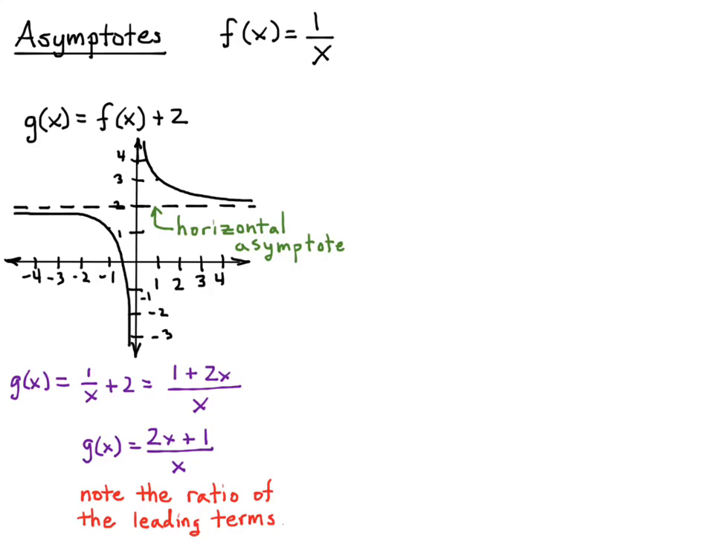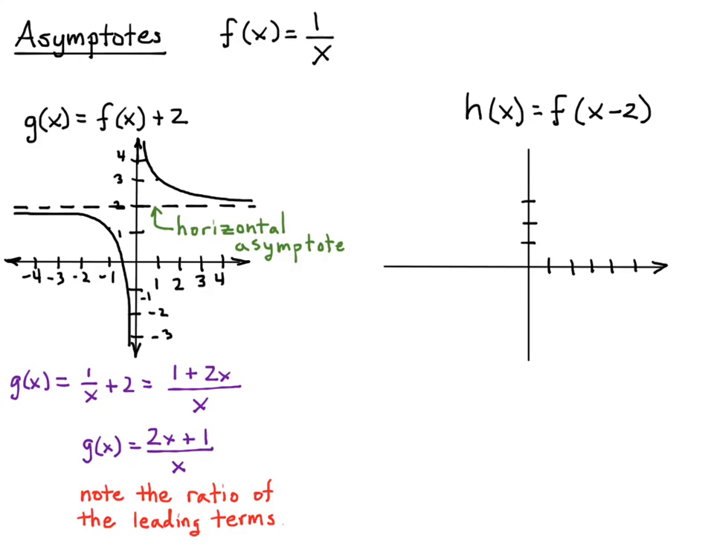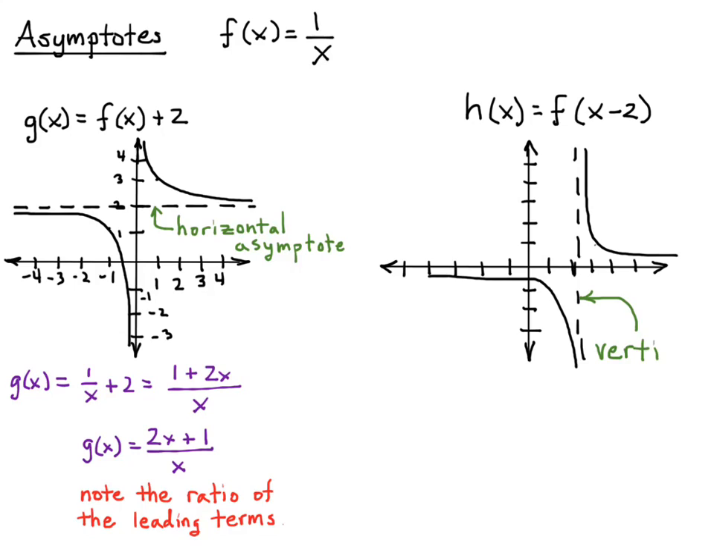Okay? So let's look at doing the other thing now that we know about translations. What happens to this, do you suppose? It goes right, correct. Now what's going to happen is that we're going to get a vertical asymptote. And so what used to be the asymptote at x equals 0 is now going to be x equals 2.